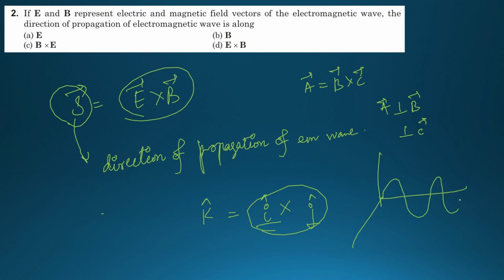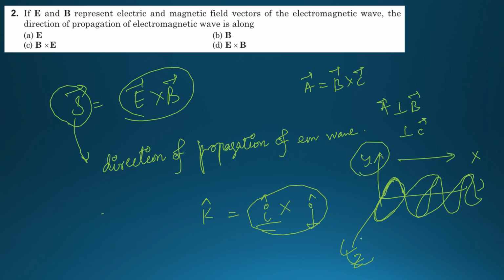If you see, this is your electromagnetic wave. Suppose this is your electric field and this is your magnetic field. The whole wave is moving along the x-axis, the magnetic field is along the z-axis, and the electric field is along the y-axis. So you can see y cross z is equal to x. Please try the next question.